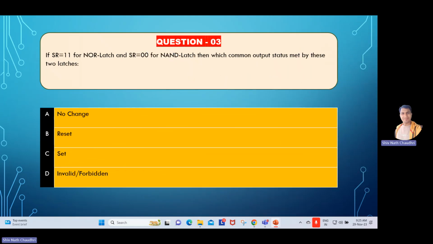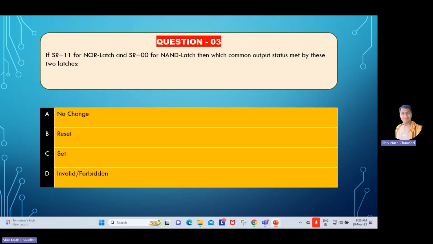The third question is: if SR, set and reset, both inputs are 1 1 for a NOR latch and both inputs are 0 0 for a NAND latch, then which common output status is made by these two latches? First of all, try to think about the first one. If both inputs are 1 1 for a NOR latch, if any of the inputs is 1, then the output is 0. Input S is 1, R is 1, so you have both outputs as 0 0.